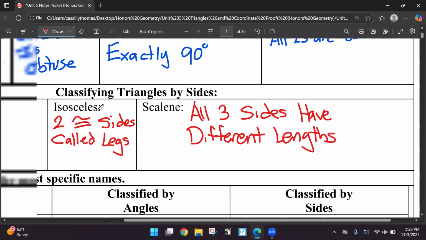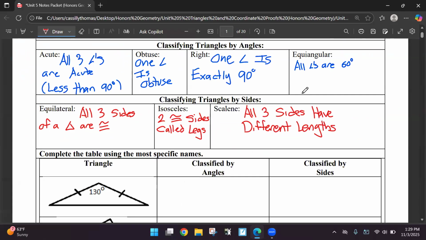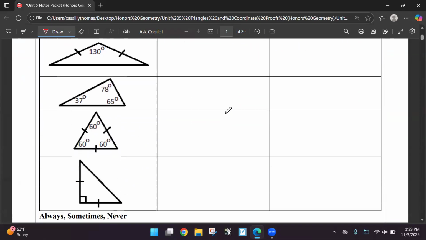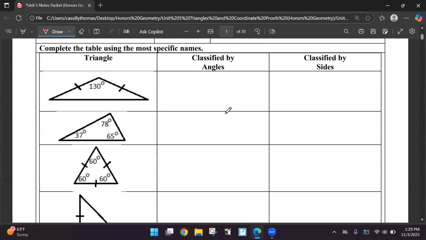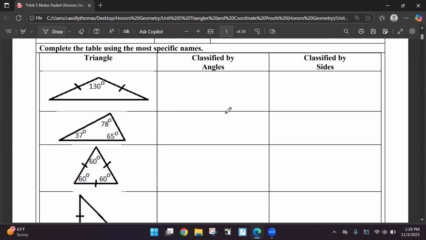There are going to be keywords that you need to know for this unit, and really there are seven right off the bat: acute, obtuse, right, equiangular, equilateral, isosceles, and scalene. Now let's look at this picture here. We want to classify what type of triangle this is based on all of the stuff that we have. First things first, all we know is that we have two congruent sides. Since we have two congruent sides, that is an isosceles triangle.